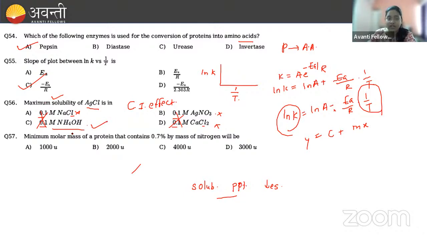Sometimes a cross question can be asked. Instead of maximum solubility, minimum solubility can be asked, and at that time we need to consider the common ion effect. Is that clear to everyone? So two questions we have discussed here. Next, minimum molar mass.